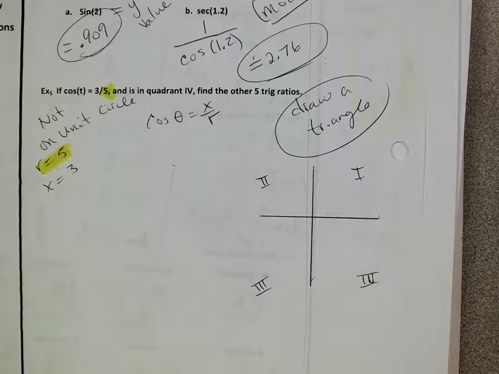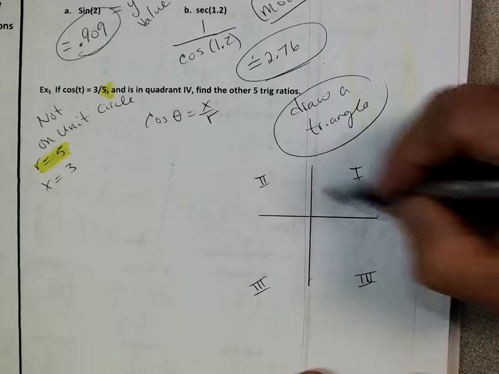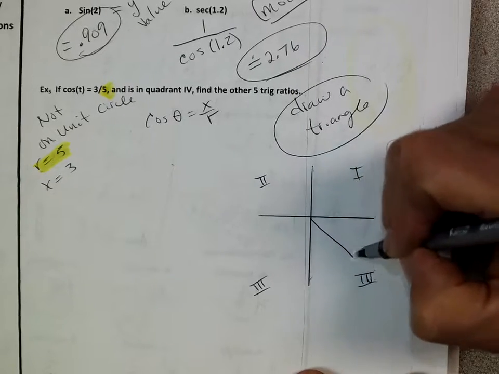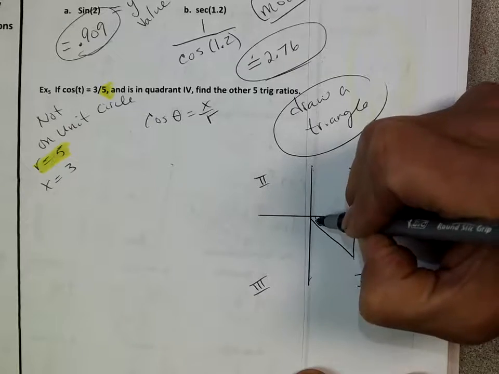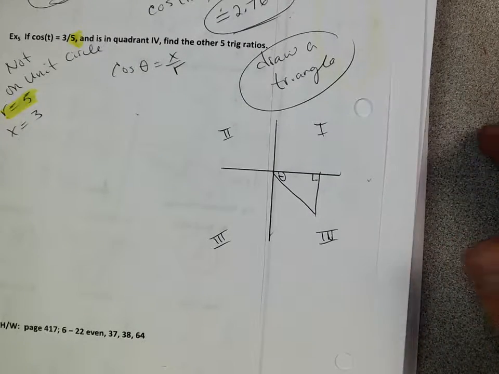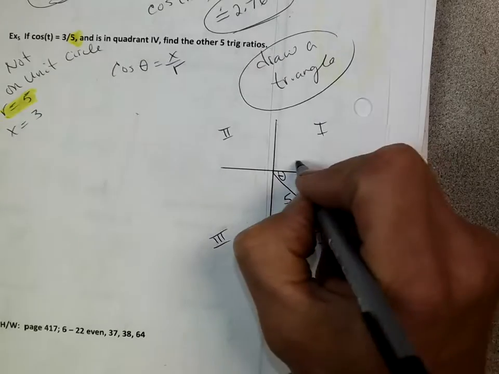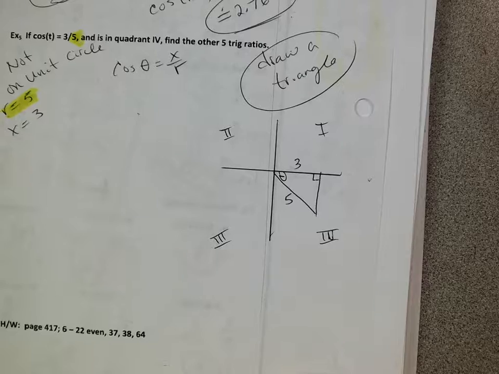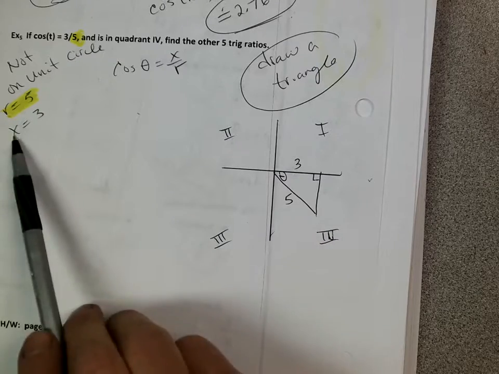Now when I draw these triangles, they have to be flush with the x-axis. So I'm just going to draw a right triangle. It doesn't have to be perfect, but it's got to be a right angle. Here's my angle theta. Here's what I know. This is 5, and this is 3. I know that because the radius is 5, and the x value is 3.